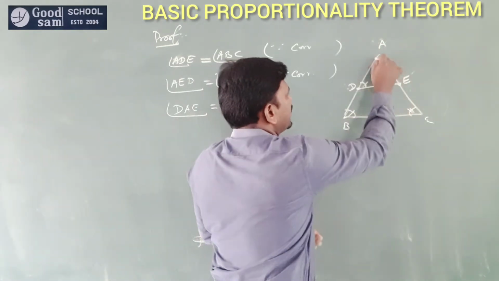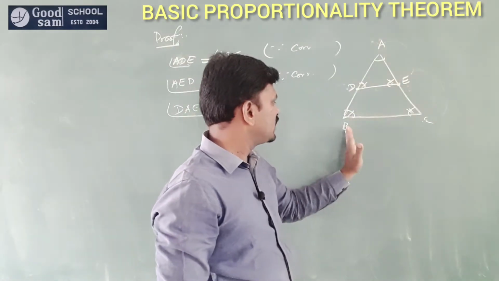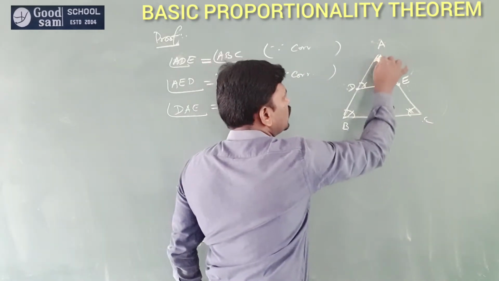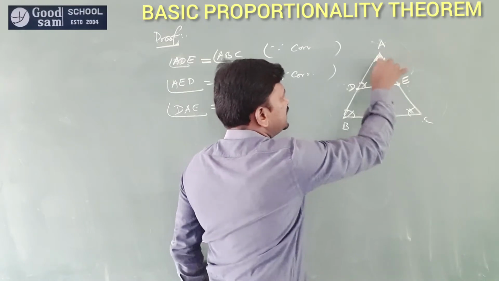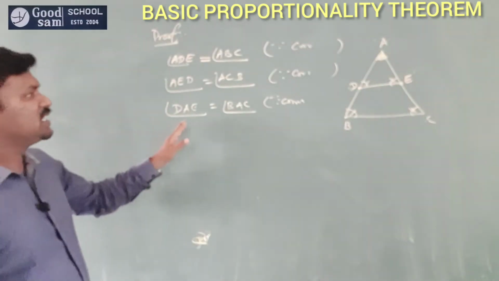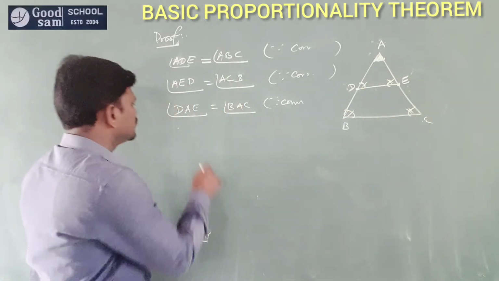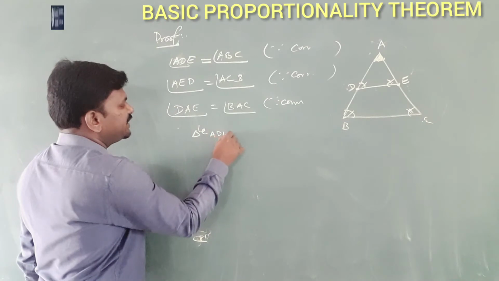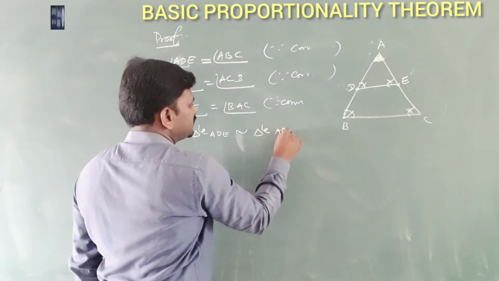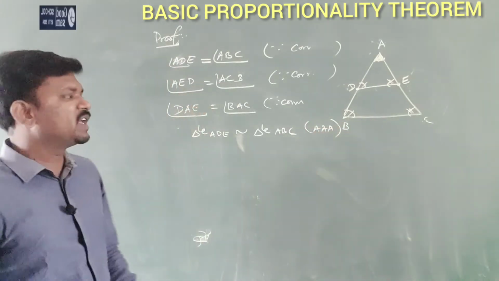Both DAE and BAC are representing this same angle, so it is a common angle. If you look at all of this, in both of the triangles ADE and ABC, all the angles are equal. So triangle ADE is similar to triangle ABC, because of AAA similarity. You can write it fully.